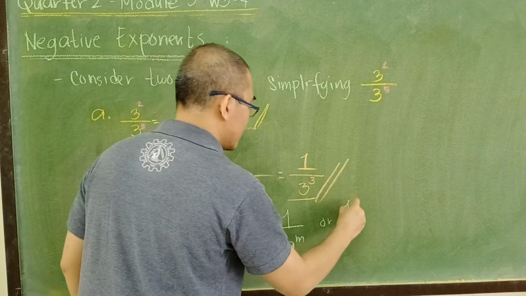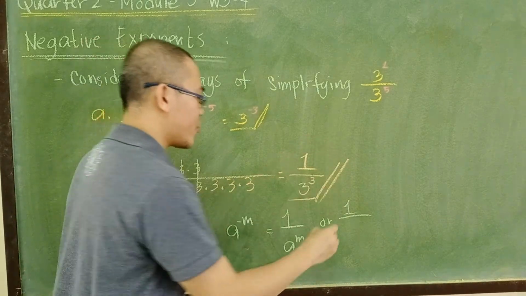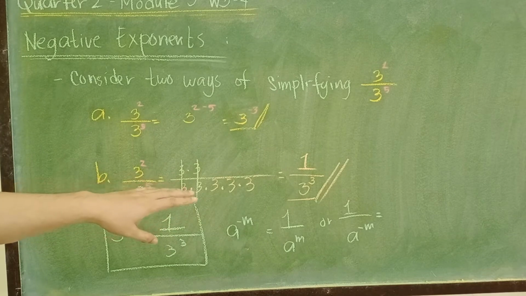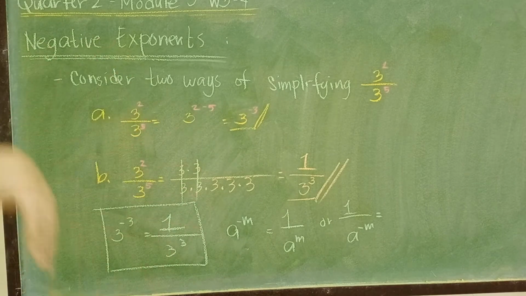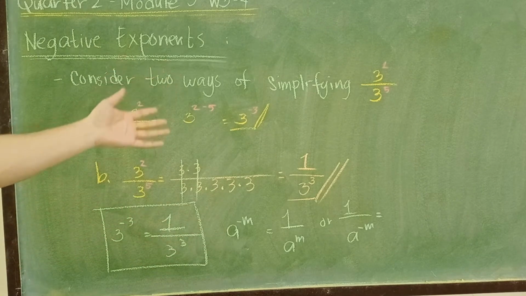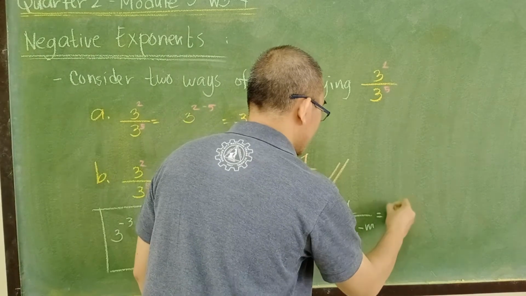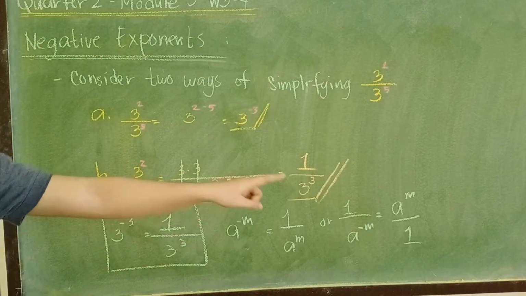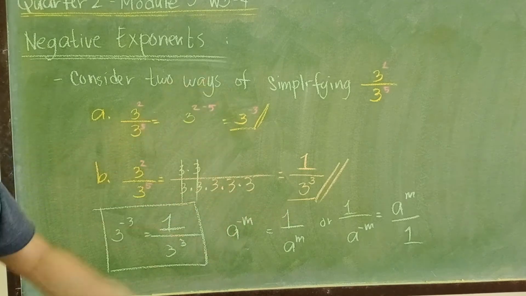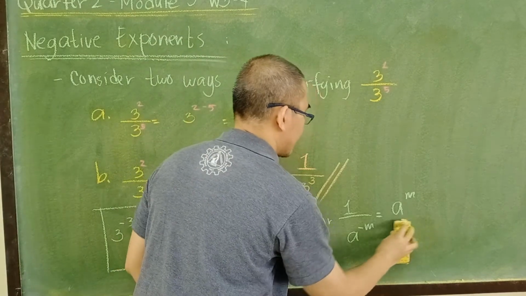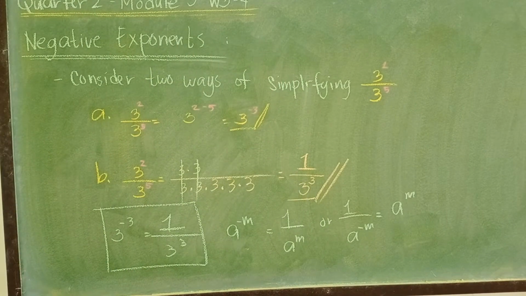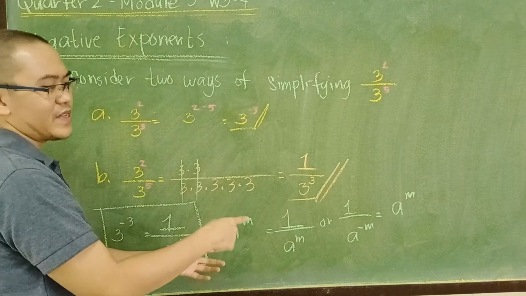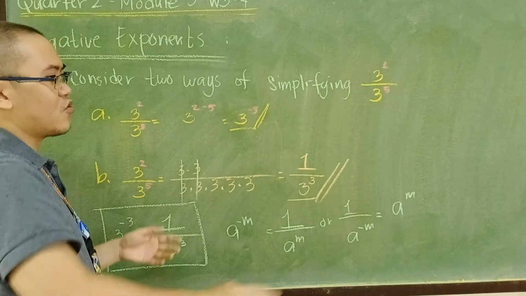Or, in case the term with the negative exponent is in the denominator, again, just take the reciprocal and put it on top. If it is in the denominator, put it in the numerator. So this will become a raised to positive m over 1. Since the 1 is in the denominator, you can omit it. So you just have a raised to m. But when the 1 is on top, you need to write it as the numerator. When the 1 is at the bottom, you can omit it.